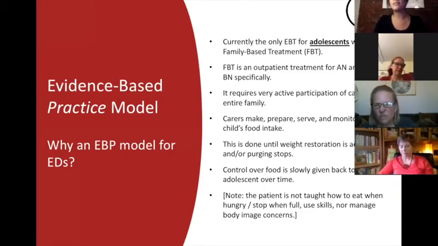Currently, the only evidence-based treatment for adolescents with eating disorders is really FBT. FBT is for anorexia nervosa, or AN, and severe BN specifically. It requires active participation of the family. Carers make, prepare, serve, and monitor the child's food intake. With adolescents who are underweight, this is done until weight restoration and/or purging stops, and control is slowly given back to the adolescent over time. Many of you are likely familiar with FBT, so I won't get too into it, but that's the overall gist.